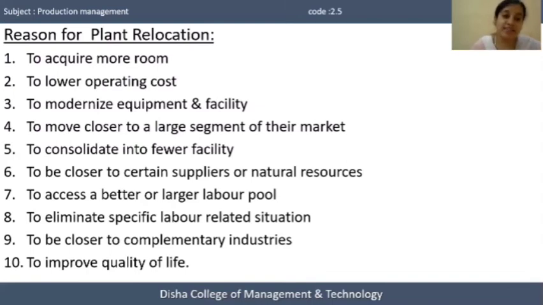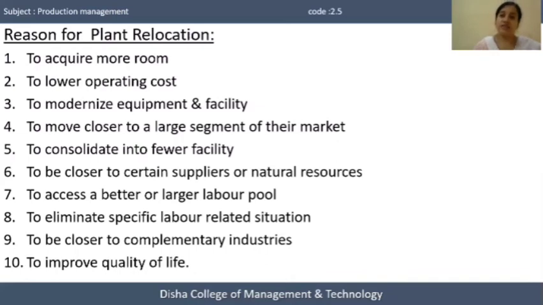Next, to modernize equipment and facility. If the industrialist wants to modernize the equipment because he found that the equipment is traditional and he is not capable of producing qualitative goods using it, but the plant has no space for installing modern equipment, then the industrialist thinks about relocating the plant to an area where he can get enough space.